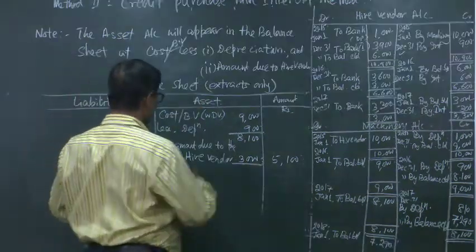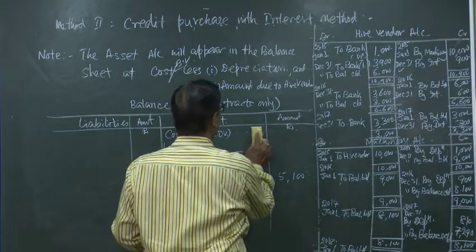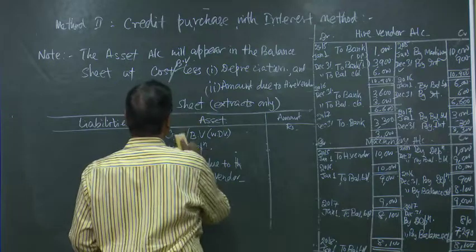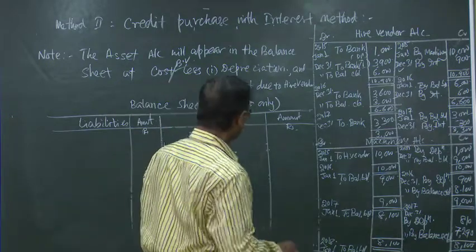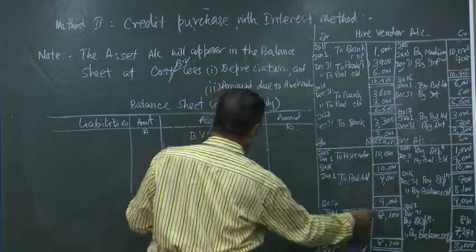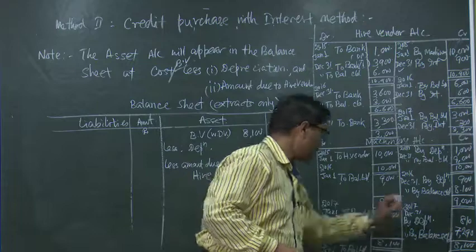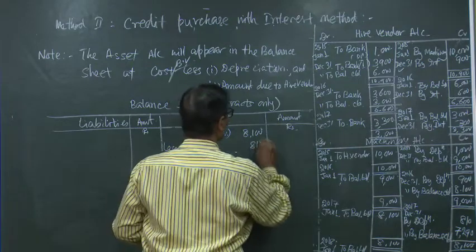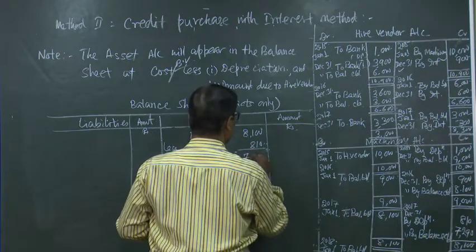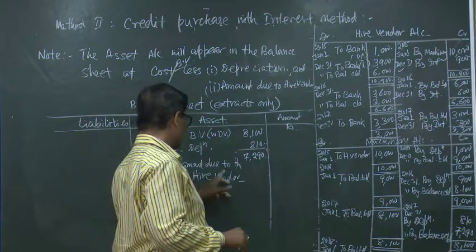Then we will be coming to the next year, third year. In the third year again, the figure should be changed. So, we can take it like this. Third year, what is the cost or book value? Let us take it as the book value now. Book value or written down value, which is the machinery account written down value, is 8100. Less depreciation. That year the depreciation amounts to 810. So, it is coming to 7290. But from 7290, we have to deduct the amount due to the hire vendor.